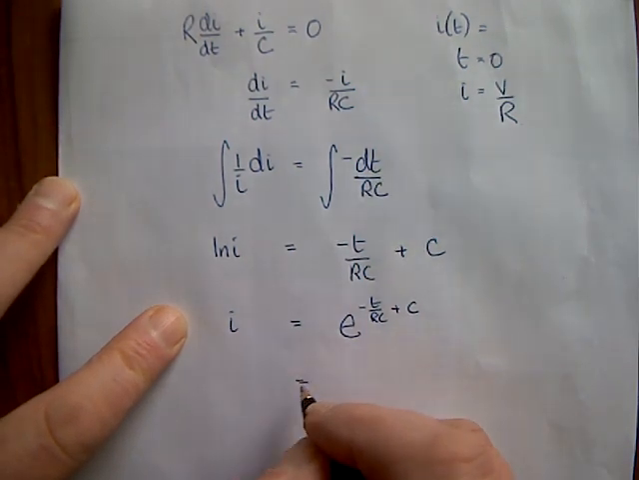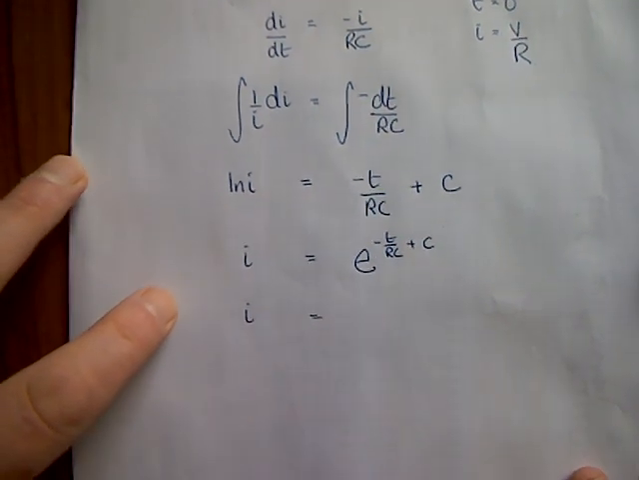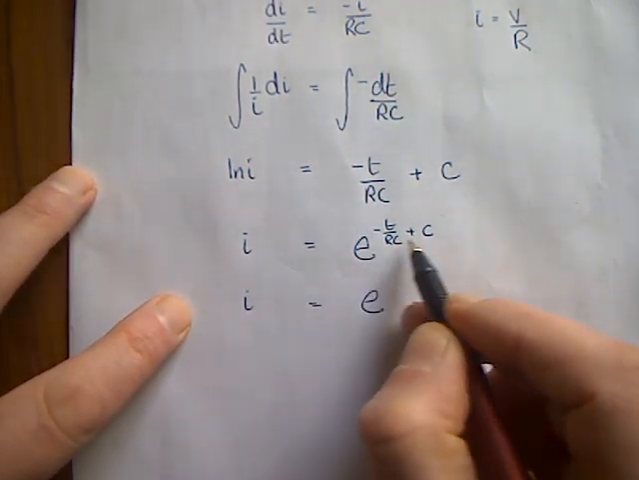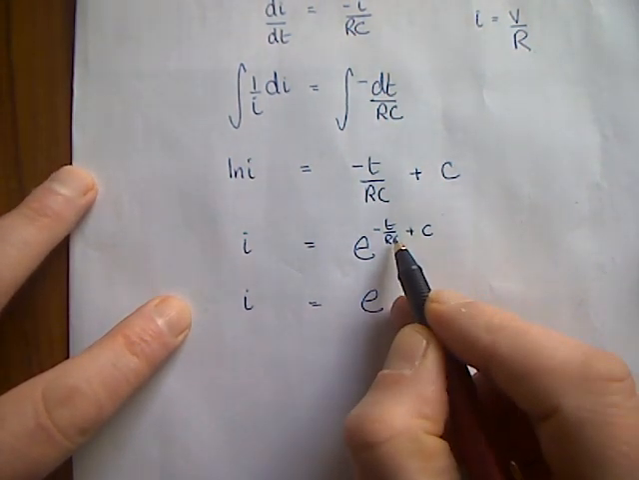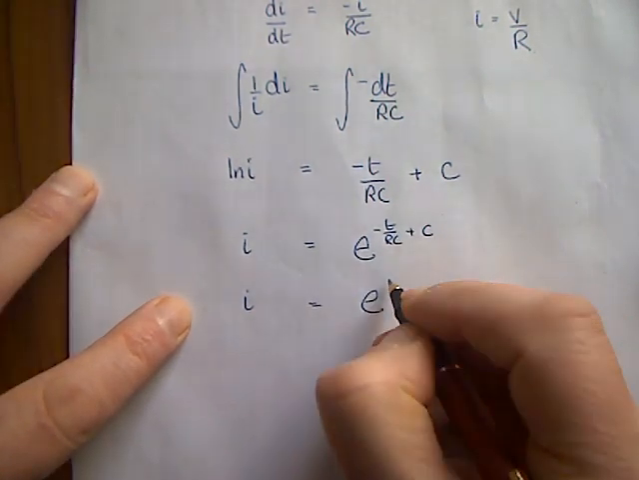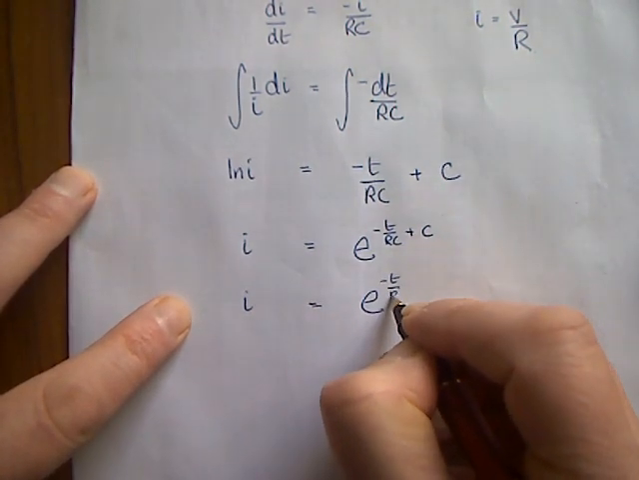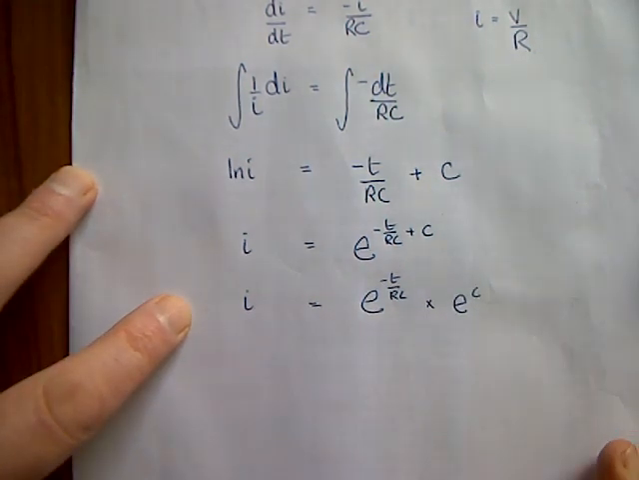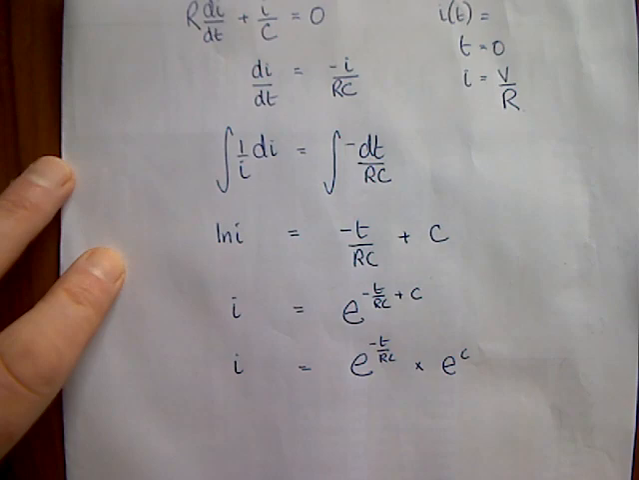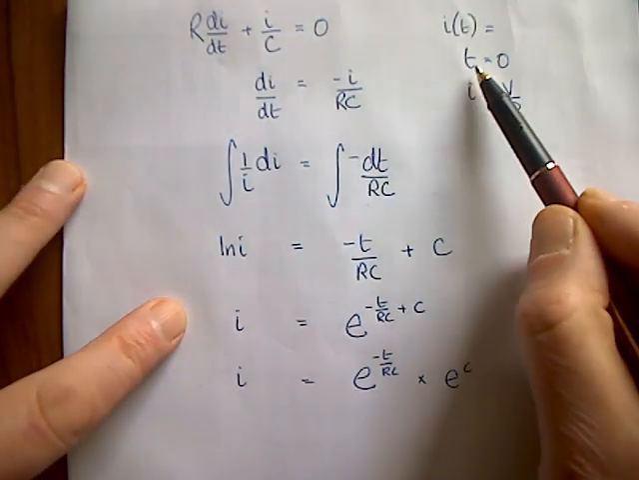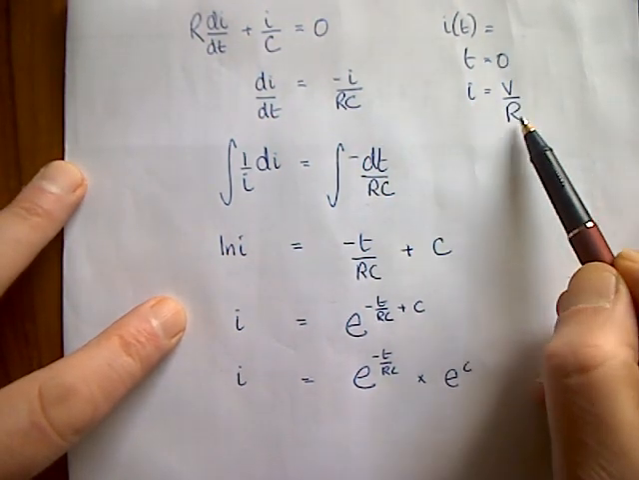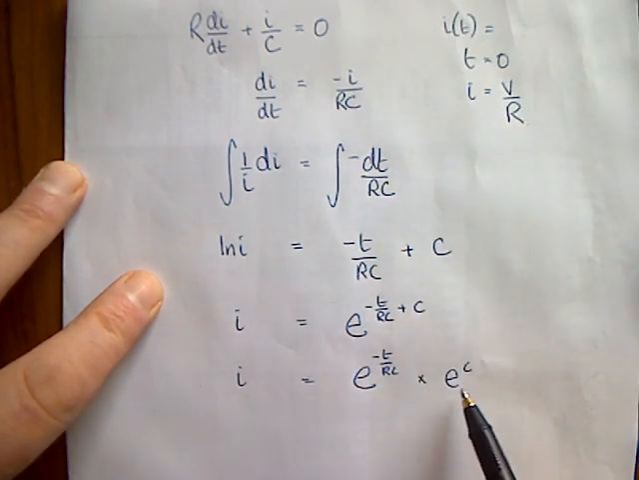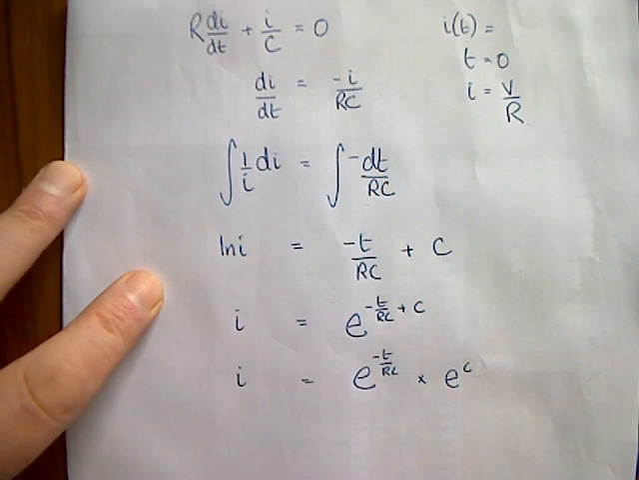Right, sorting this thing out a little bit. This is Year 9 rules of indices. When you add the powers, you can have it as a multiplier. So I've got e to the minus t over RC times by e to the c. Now they give you an initial condition that when t is 0, I is V over R. So I'm now going to put these values in here to work out what this thing is.